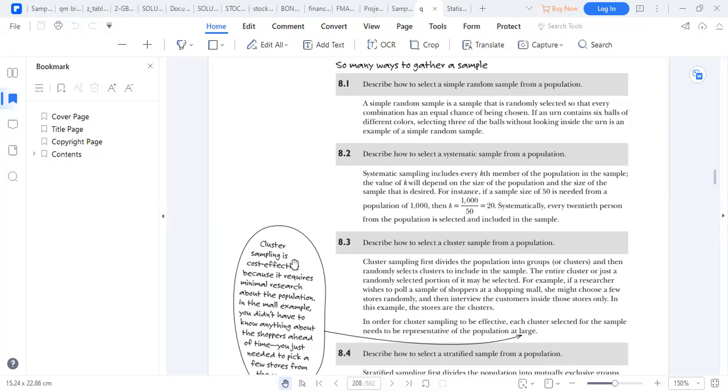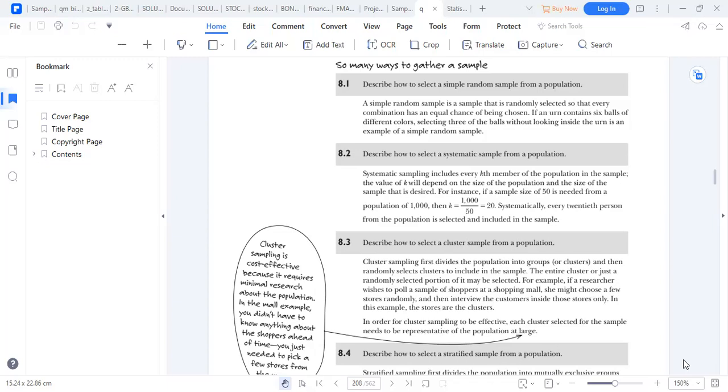We also have what is called cluster sampling, where we first divide the population into groups, which we call clusters, then randomly select clusters to include them in the sample. Now, the entire cluster, or just a randomly selected portion, may be selected. Here, as a researcher, you wish to poll a sample of shoppers at a shopping mall. So you will need to choose stores. And these stores, we'll call them clusters. And you interview customers from inside those stores. And when you pick those, you put them into a pool of an interview list. So this is what we call cluster sampling.